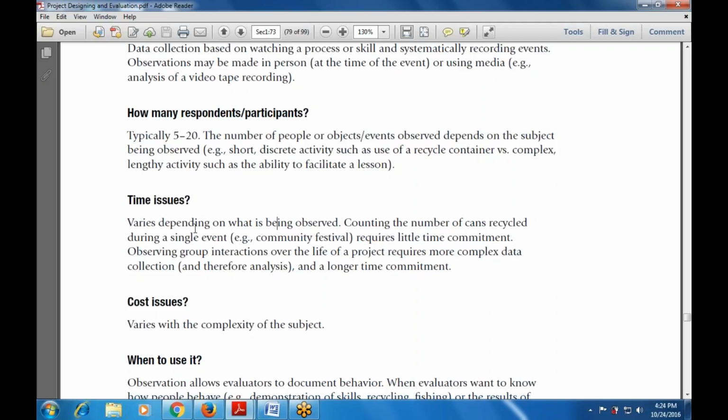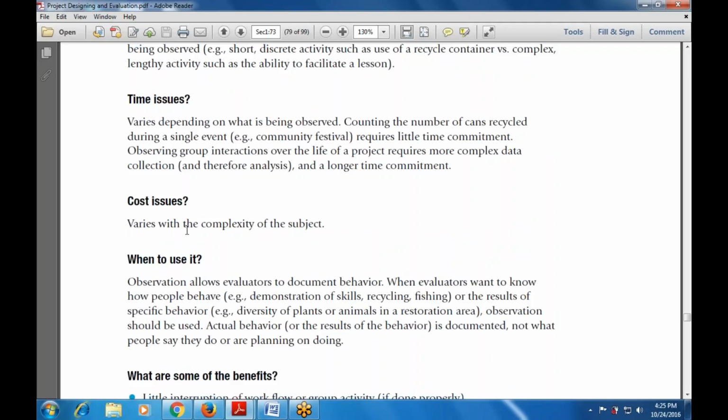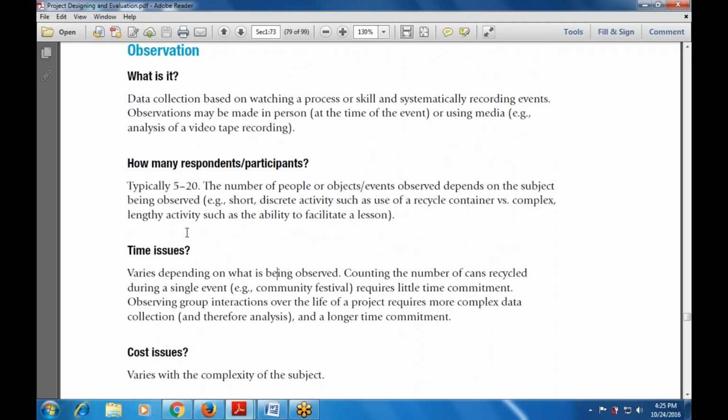Then what is the cost issue? It also varies with the complexity of the project. If the project or the subject is more complex, more cost is required. If it is not as complex, less cost is required. So this varies with the complexity of the project or the subject.